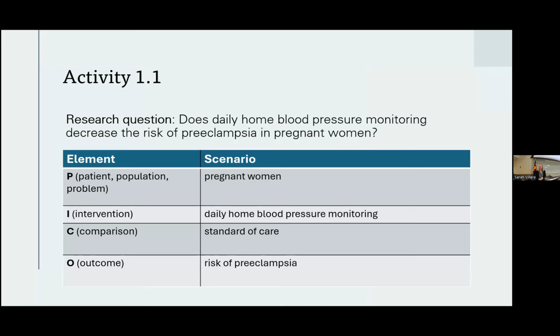All right, so some of the things I came up with for my PICO elements based on this research question. So I listed pregnant women, right, as my P, daily home blood pressure monitoring as my I. For the comparison, it's just to the standard of care. So we really don't need to include that in our search. And O, I listed risk of preeclampsia.